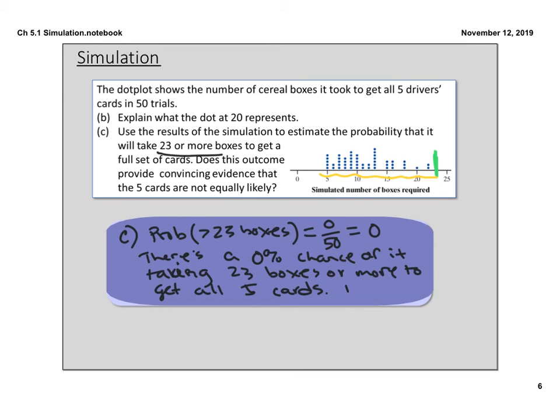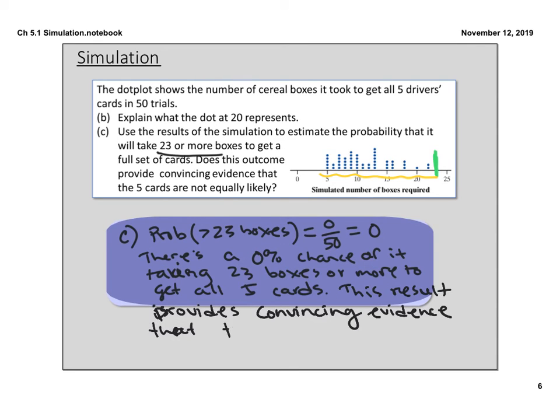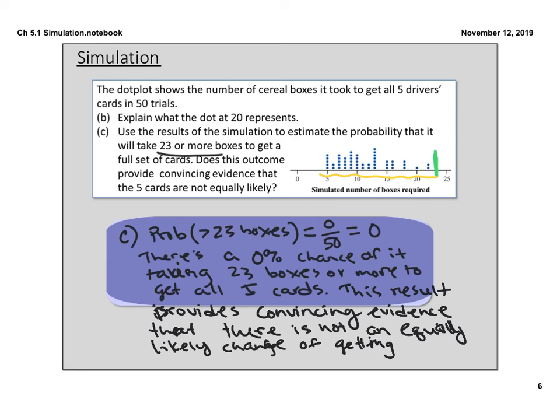So that's what this result is showing me. I should say this result provides convincing evidence that there is not an equally likely chance of getting each driver's card in a box. I can spell, you guys. Chance, not change. Okay, so one more time, I'm going to recap that result.